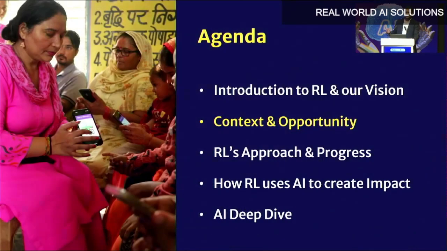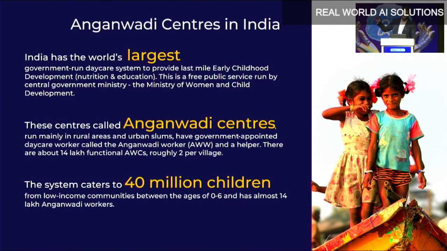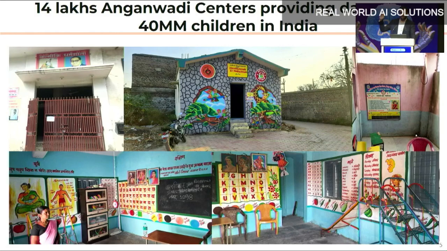So let's set up the context and opportunity, which is that India has the largest daycare system in the world, right? These are known as Anganwadi centers run by the Ministry of Women and Child Development. There are roughly 2 a village and 14 lakh centers serving 4 crore or 40 million children across India, right? This is great. This means that we've taken huge strides in terms of nutrition and other health benefits, right? This is how the wonderful centers look in our villages today. It's an iconic center of every village that we go to.